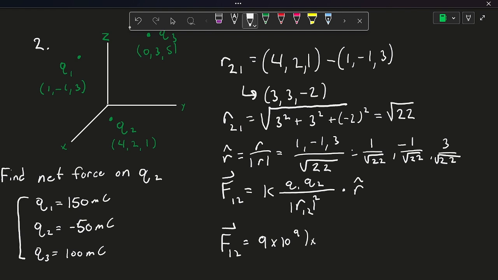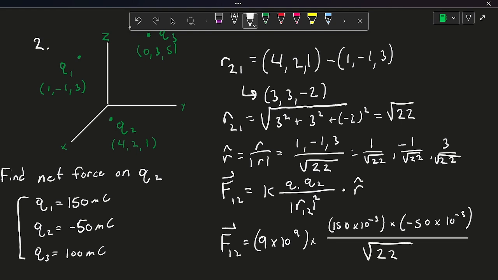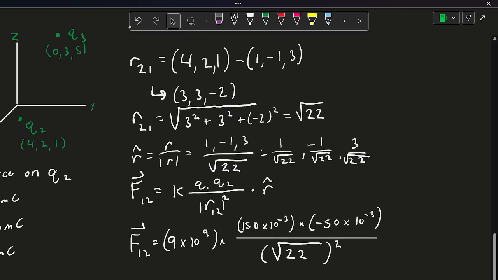times 150 times 10 to the negative 3, because it's in milli, times negative 50 times 10 to the negative 3. Let's fix that. All over the square root of 22 squared times r hat.